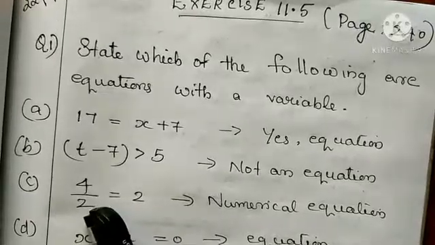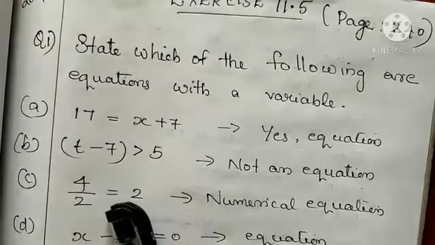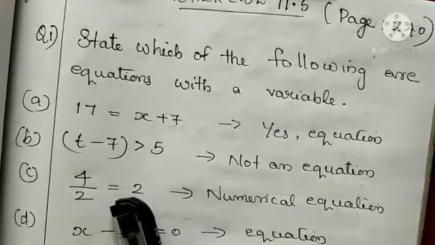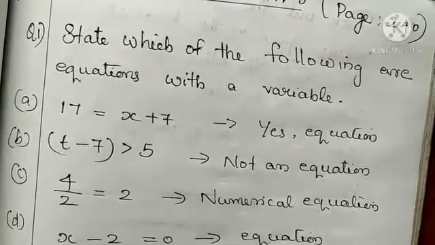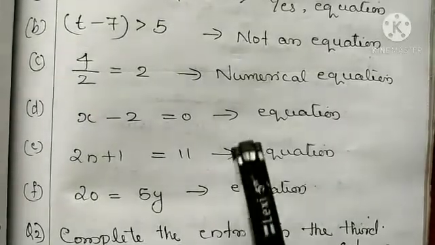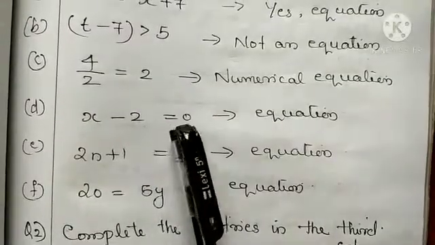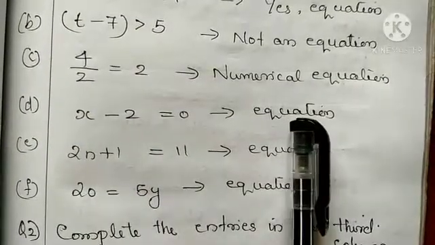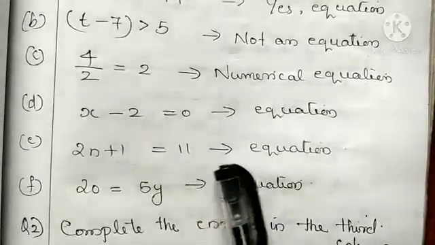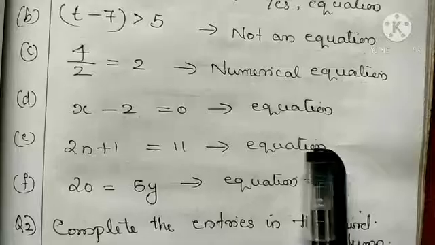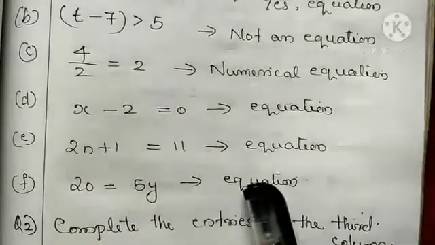C question, 4 by 2 equal to 2. Only numbers are here with equal sign. So this is an equation, numerical equation. Next one, x minus 2 equal to 0. Equal symbol is there. So this is an equation, algebraic equation. 2n plus 1 equal to 11. It is also an equation, equal sign. 20 equal to 5y. This is an equation.